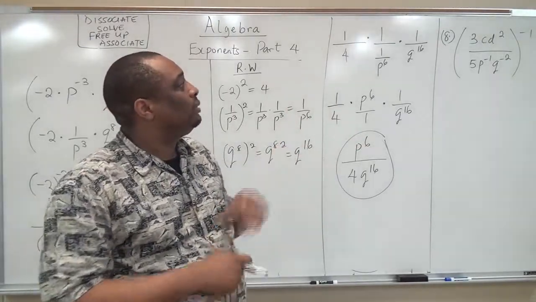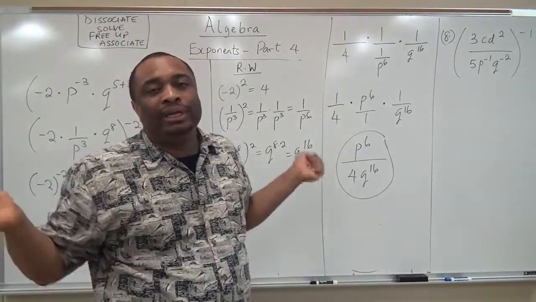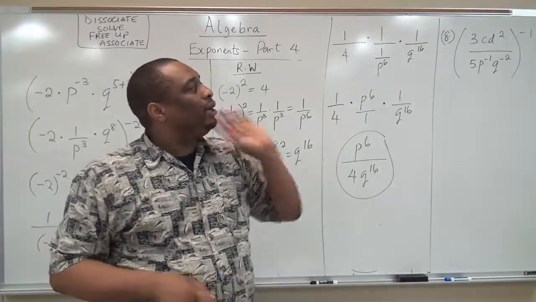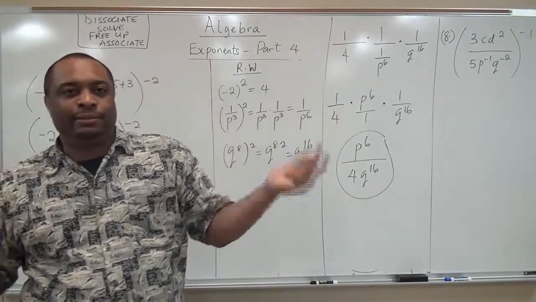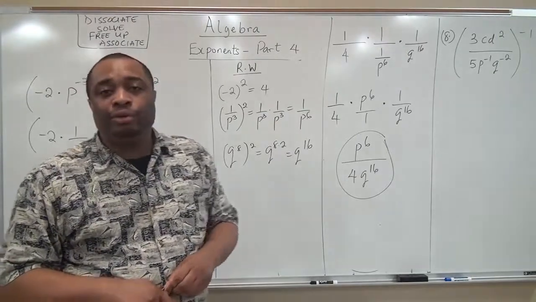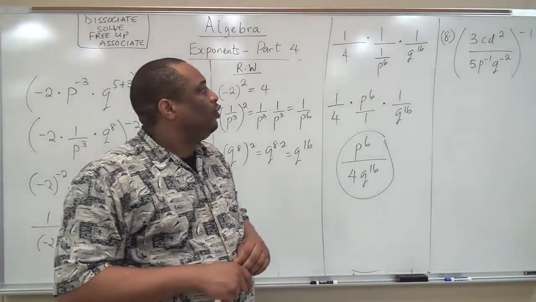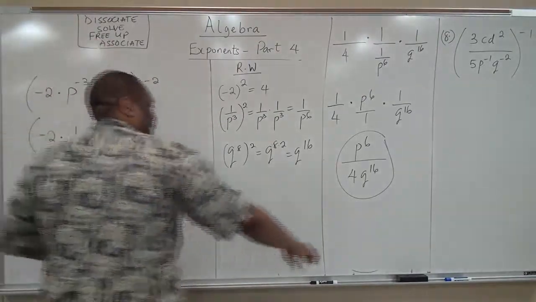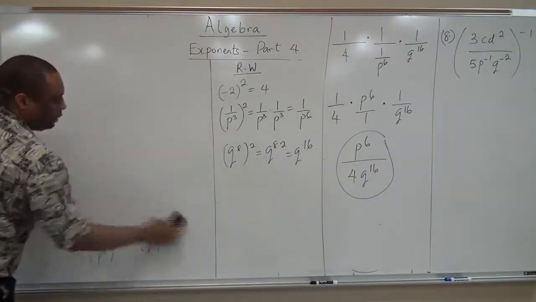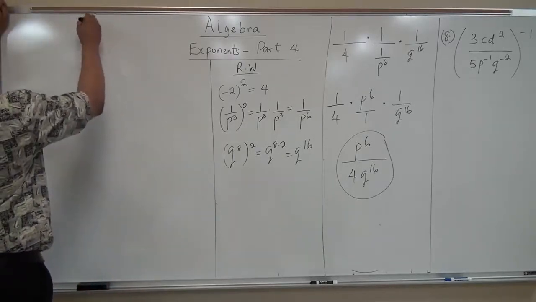In this case, we'll still have to free up. Then we free up, we dissociate, we solve, then we associate. That is what we will do in this method. Because 3 is not divisible by 5, and CD is the numerator, and PQ is the denominator. They are not like variables. So what you want to do here is to free up by using the laws of exponent.